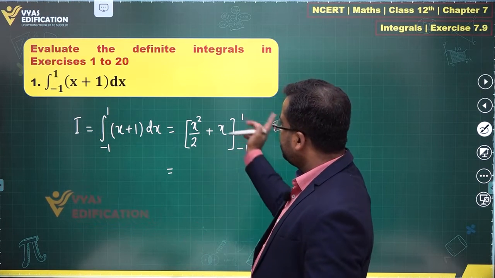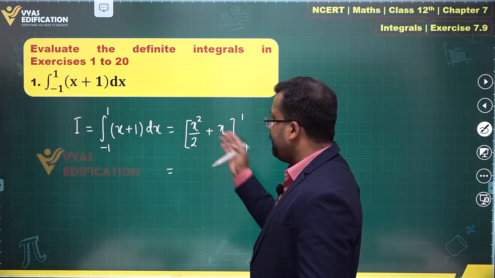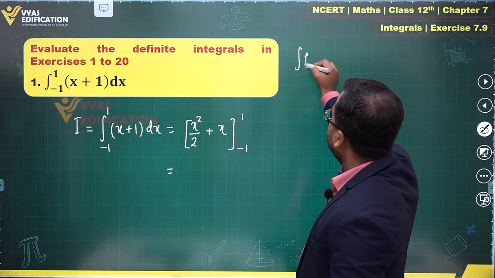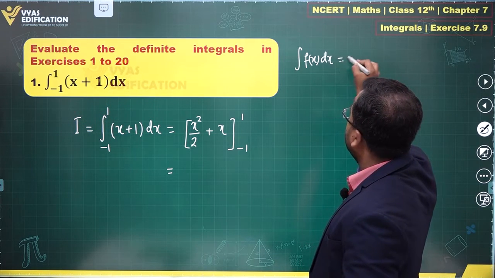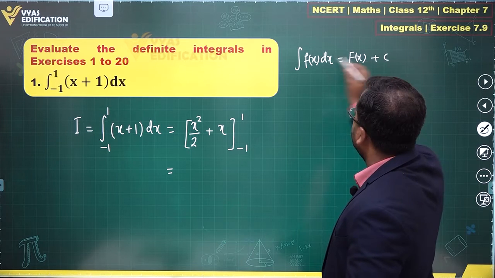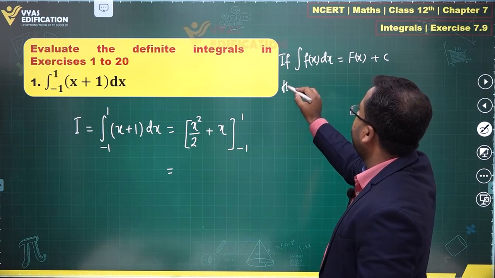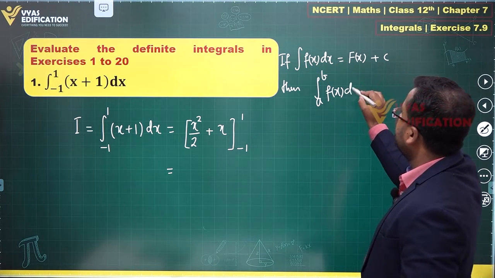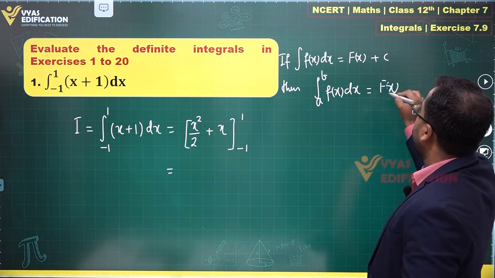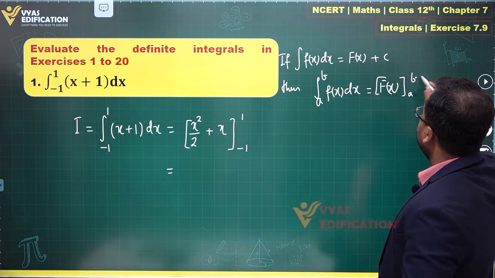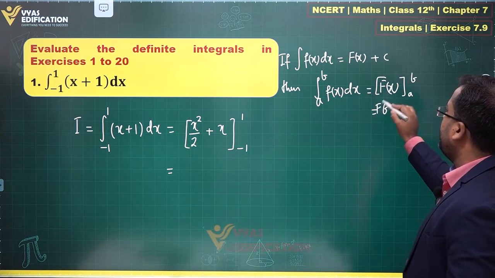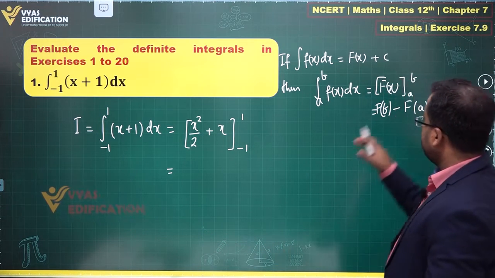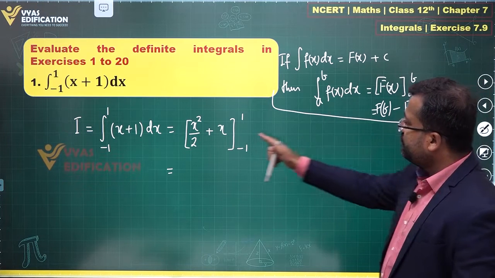And how do we put the limits? We substitute this limit and subtract this value. F(b) minus F(a) is what you do, right? What are we doing? If integral f(x) dx is equal to capital F(x) plus c, then integral a to b f(x) dx will be equal to F(x) from a to b, this is how you mention the limit. This is equal to F(b) minus F(a). Yes, that's what we have, and this particular idea will be used over here.